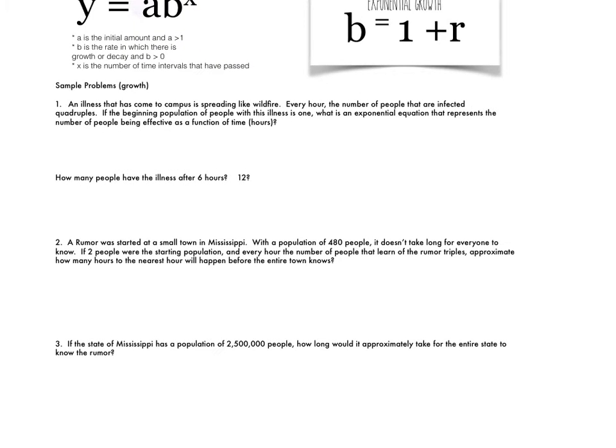First one, if you were building the formula for it, we're talking about a rumor. It starts with a population of 480 people, but we start off with 2 people that know it. And this also says that it triples. Those are the important things. So if we were going to write a formula for this, we have the initial amount, 2 people, the fact that it triples, and to the nearest hour, you can figure out how many people know the rumor. But we did this together in class, just taking a look at it right now.